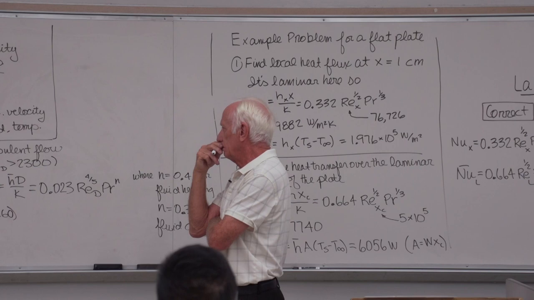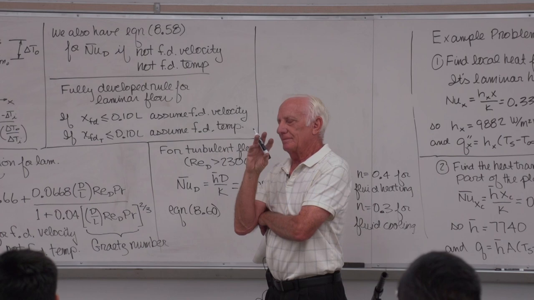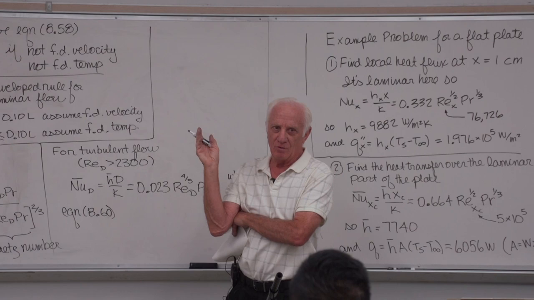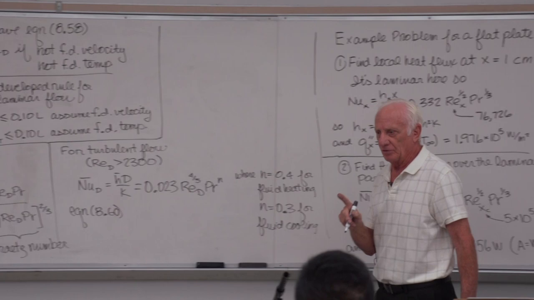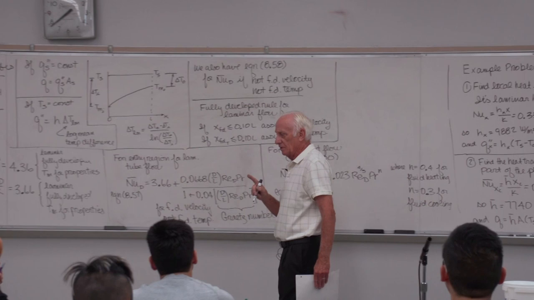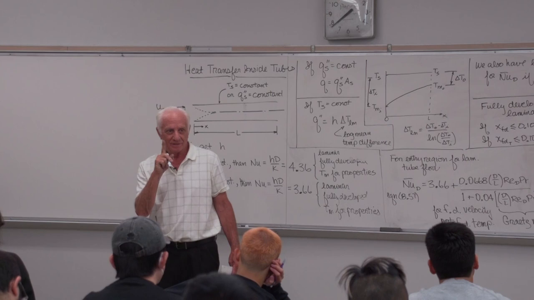How about fully developed velocity and fully developed temperature? Textbook says reasonably you just say it doesn't matter. Okay, that one equation works for that. I don't care if it's fully developed or not. I don't care for turbulent. One equation works for fully developed or not. One equation works for constant tube surface temperature or constant tube surface heat flux. Makes life easy. How many choices do you have? None, just one. That's the equation. How about laminar flow? One, two, three, four. Four choices to answer.